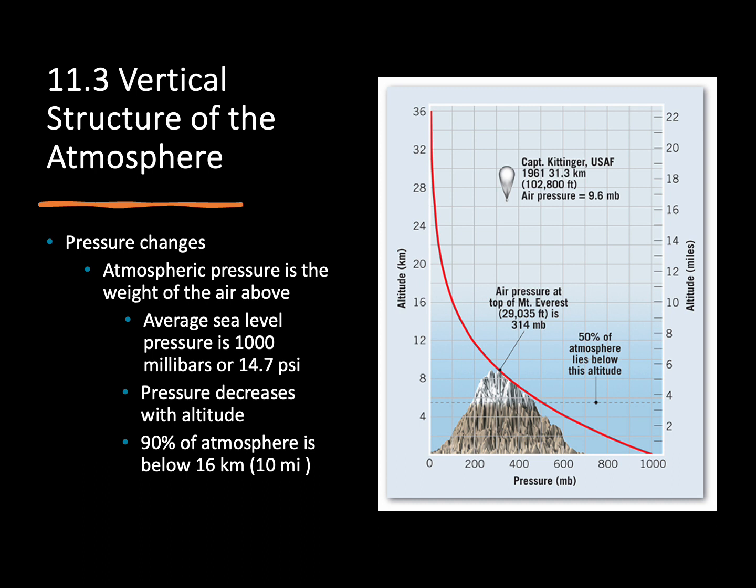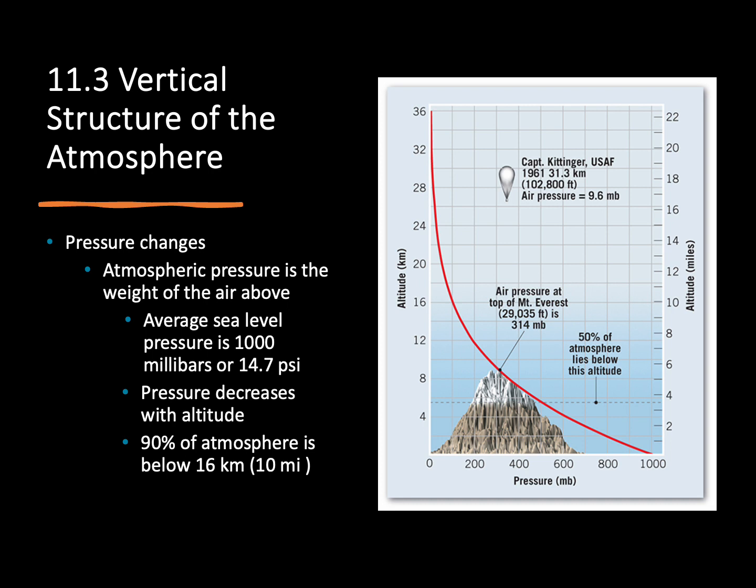As we start increasing our altitude or getting higher in our atmosphere, air pressure starts to decrease. At sea level, the average air pressure on our planet is 1,000 millibars. You might be more familiar with an air pressure system called PSI, or pounds per square inch. This is how we measure the air pressure in our car's tires. So our average air pressure would be 14.7 PSI on this scale.